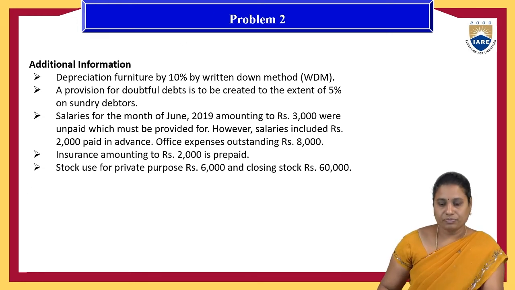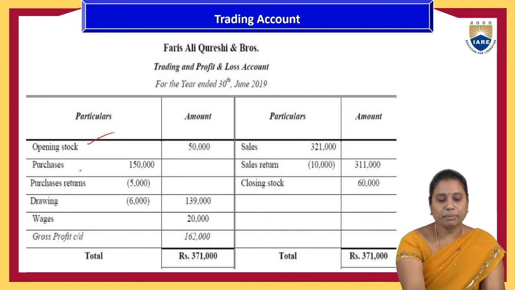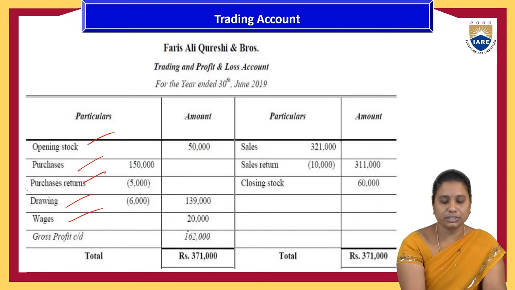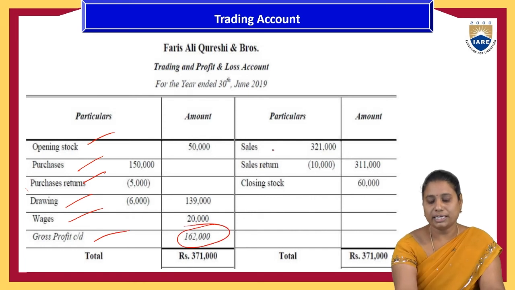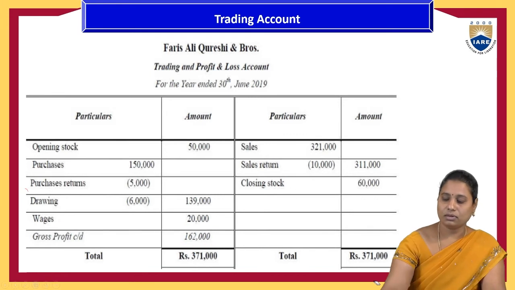60,000. So with this one, in the trading account, we see opening stock, purchases less the purchase returns, drawings, wages, etc. have been taken into consideration, and the total gross profit of 1,62,000 is identified with the sales returns and the closing stock.